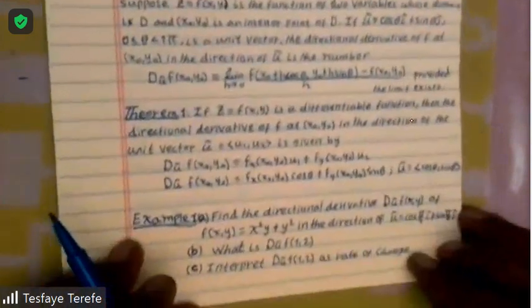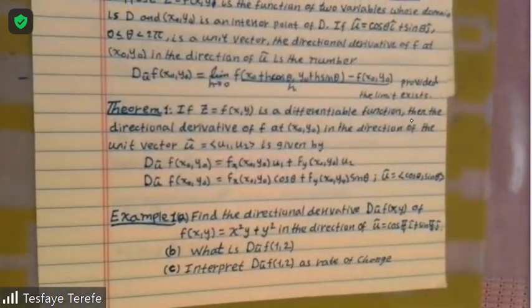So why don't we do this exercise? It has three components. A, find the directional derivative of f of x, y equals x squared y plus y squared in the direction of the unit vector cosine of pi over 4 i plus sine of pi over 4 j. B, what is the directional derivative at a specific point, that means at the point (1, 2)? C, I want you to interpret this directional derivative as a rate of change. Please do that. Here it is, and then we'll work on it.